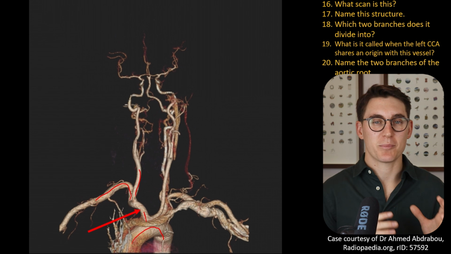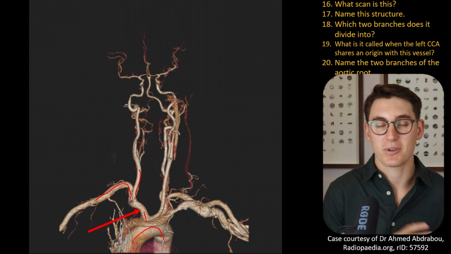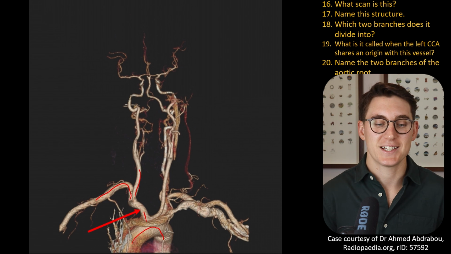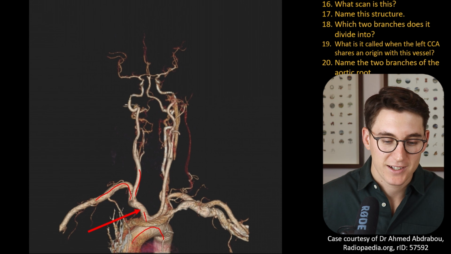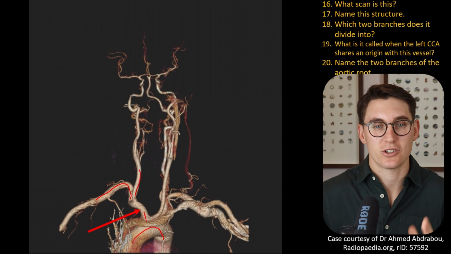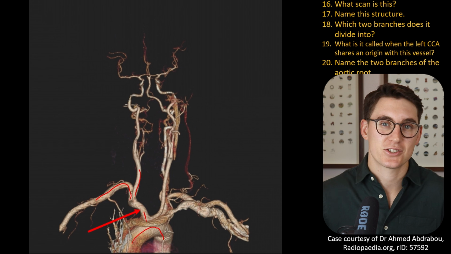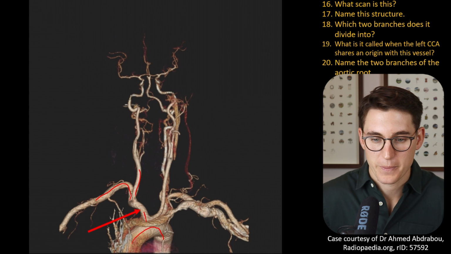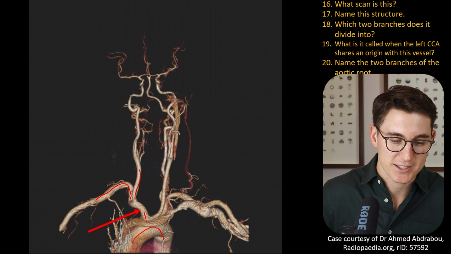Now, a common mistake that people make when answering anatomy questions is they don't lateralize. They say subclavian artery and common carotid artery. It's the right subclavian artery and the right common carotid artery. Another thing, there's no such thing as a carotid artery. It's either a common carotid artery or an internal or external carotid artery. Now, what is this called when the left common carotid artery shares a common origin with the brachiocephalic artery?